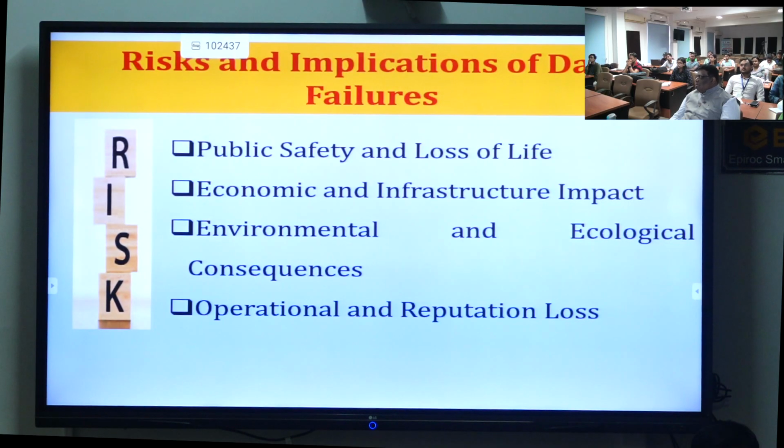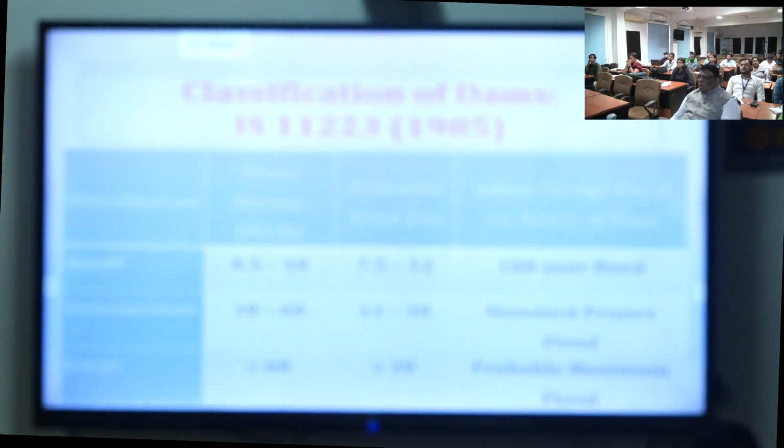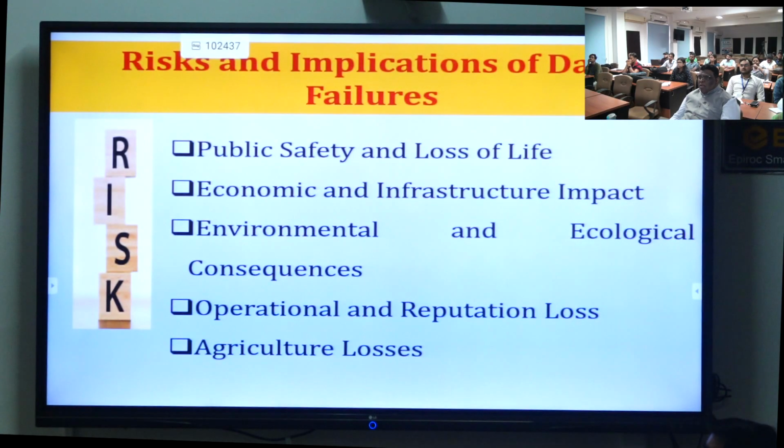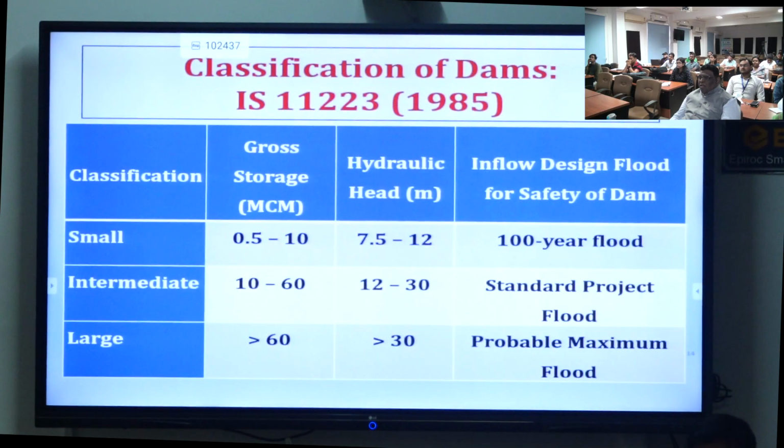So these are the risk factors, therefore we must do the dam break flow analysis. These are some of the classifications: small dam, intermediate dam, large dam. As I said, the code is for large dams, but it suggests this dam break flow analysis should be done for all dams higher than 15 meters.